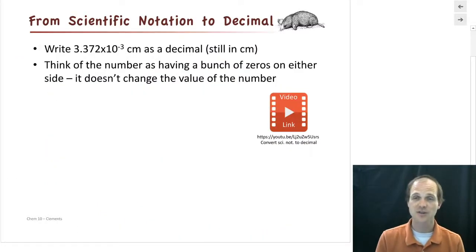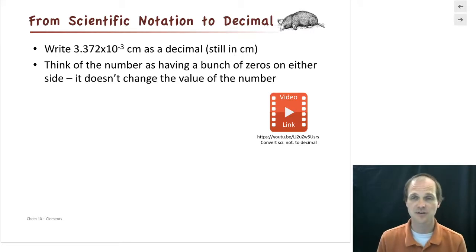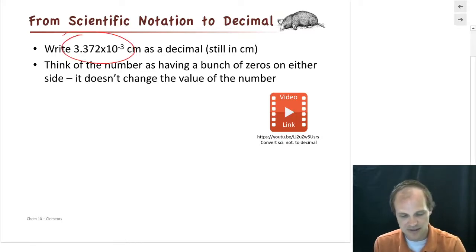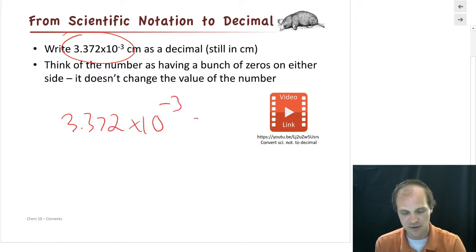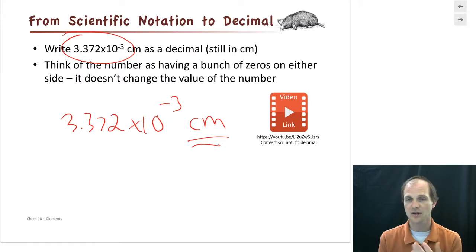What if we have scientific notation we want to convert back to a regular decimal number? So we've got 3.35 times 10 to the third, and we want to know what that number is. Well, here we just typed it in our calculator, and our calculator told us the correct answer, but sometimes even our calculator won't quite get it right. So let's practice. Let's take 3.372 times 10 to the minus third. Here I've got it in units of centimeters. Now, when we're converting a number from decimal to scientific notation, or scientific notation to decimal, it does not change our units. In order to change our units, we have to do a unit conversion, which we'll get to later on in this chapter.